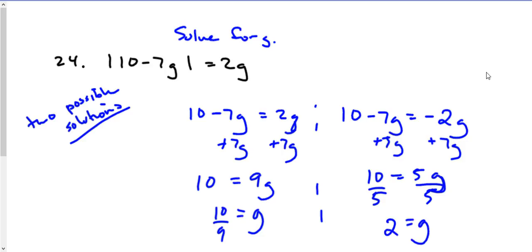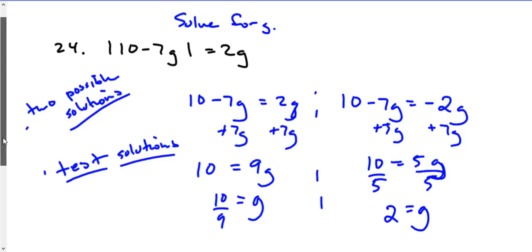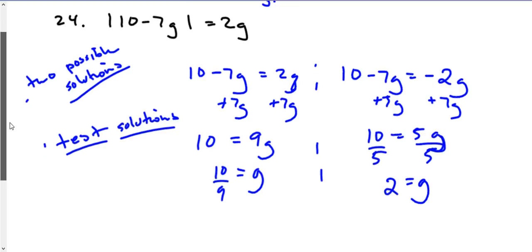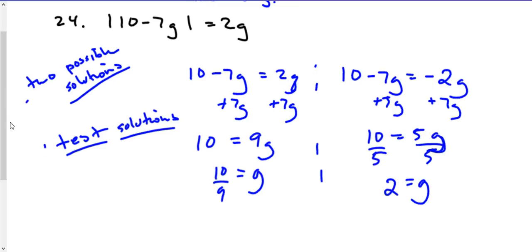G equals 2. Now, once you have that, you need to test your solutions. See if any are extraneous. All right. So when we have this right here, we're going to test our solution by plugging them into our equation up here. Make sure everything works out just great. And what we have then is g. All right, we're going to have 10 minus 7 times 10 ninths. That has to equal 2 times 10 ninths.